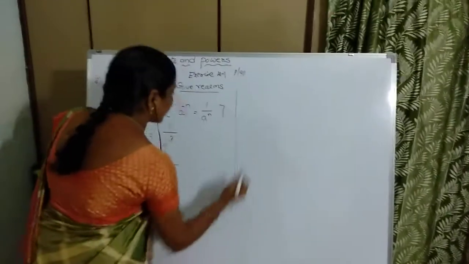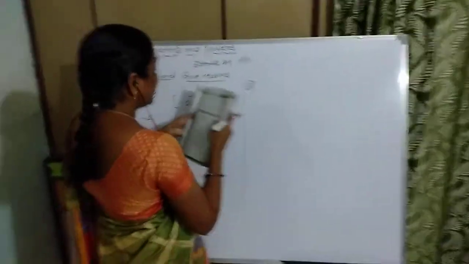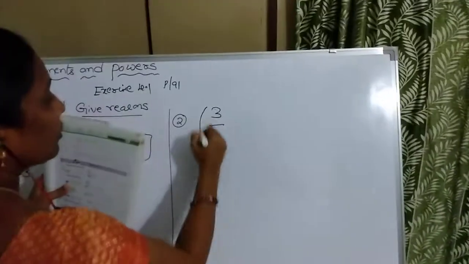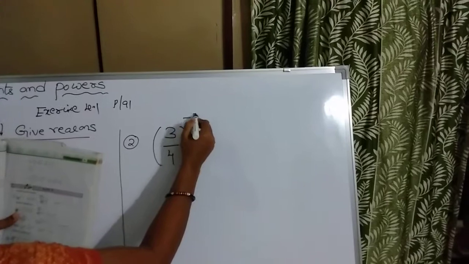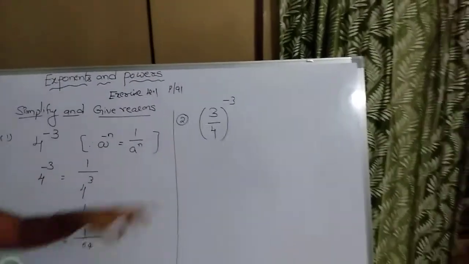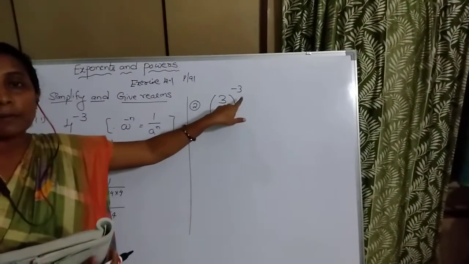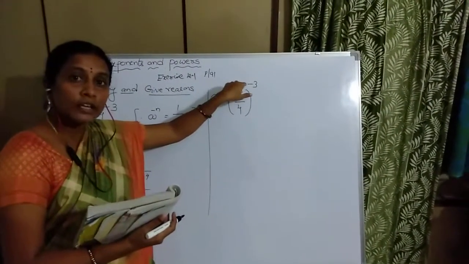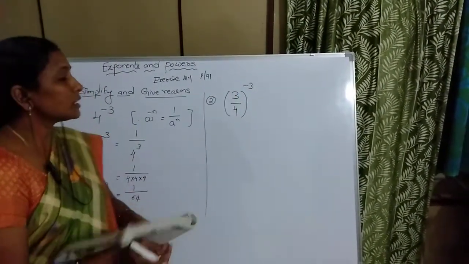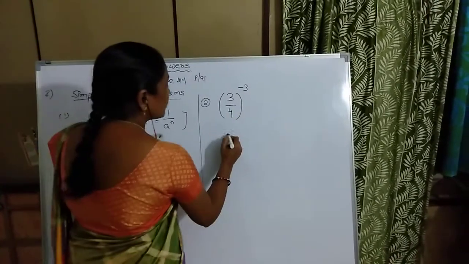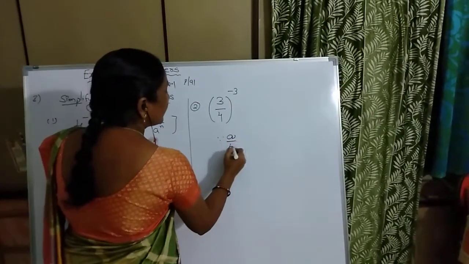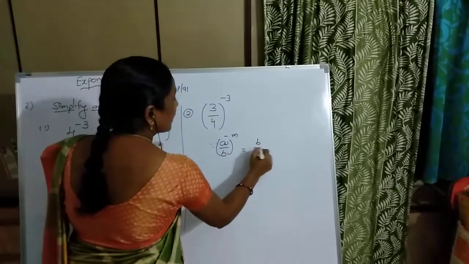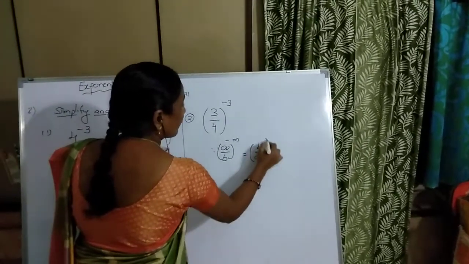And the second question on page number 91: 3 by 4 whole to the power minus 3. Simplify 3 by 4 whole to the power minus 3. It is a fraction and it also has a negative exponent. So by using the laws of exponents, a by b whole to the power minus m is equal to b by a whole to the power m.